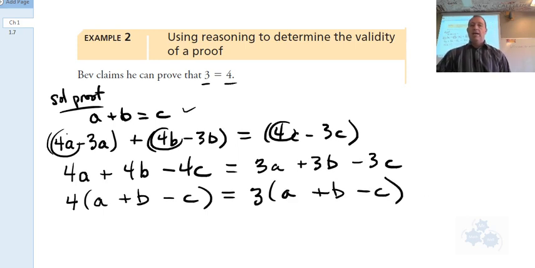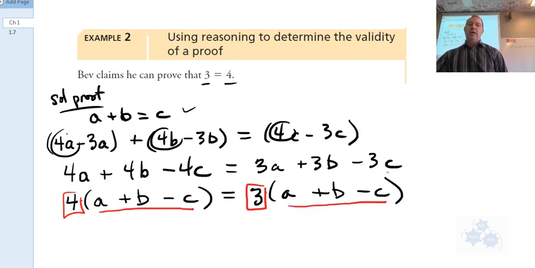Now, if we get to this point, we can see that we actually have a common factor on both sides. So we have a 4 times A plus B minus C. And over here, we have 3 times A plus B minus C. If we have a common factor on two sides of an equation, we can divide that out. Okay, so just hang on to your thoughts. I know some of you may be noticing already that maybe something is in error here, but don't say anything yet.